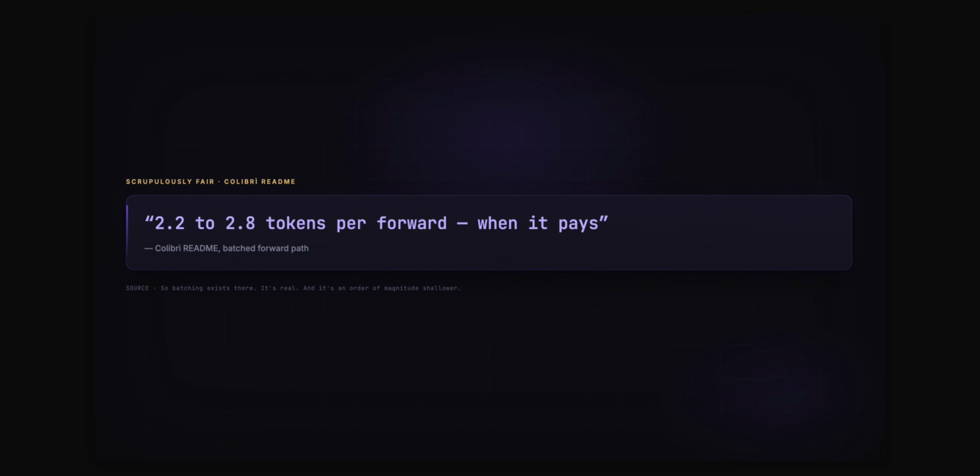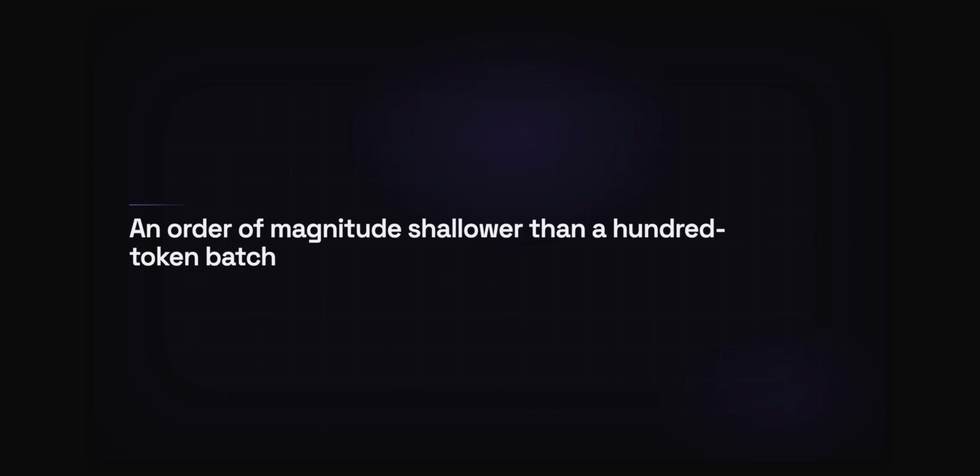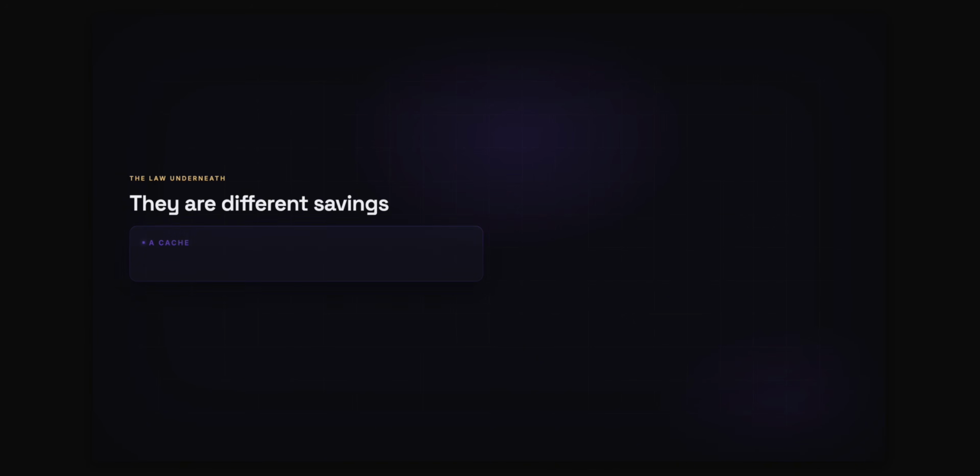Colibri's own README describes a batched forward path in its words, 2.2 to 2.8 tokens per forward when it pays. So batching exists there, it's real. And it's an order of magnitude shallower than what a mature kernel library extracts from a 100 token batch.